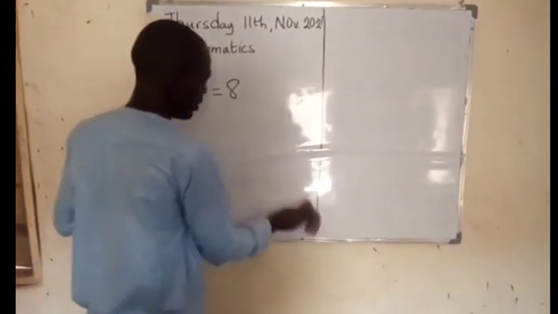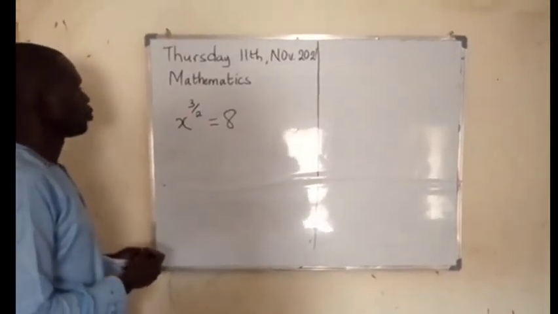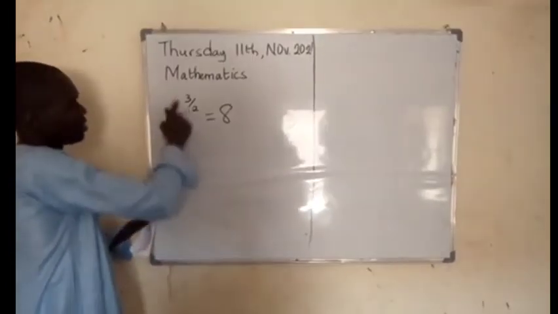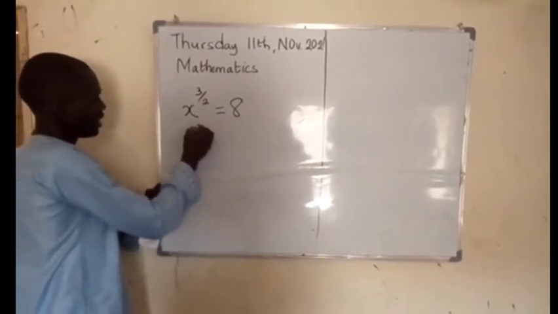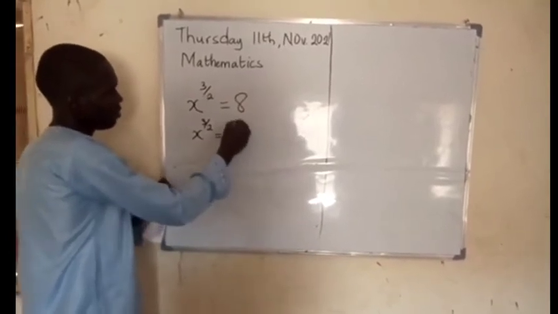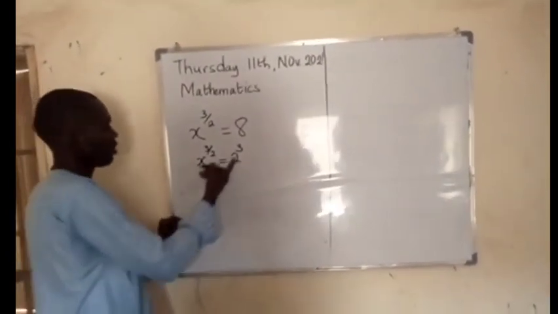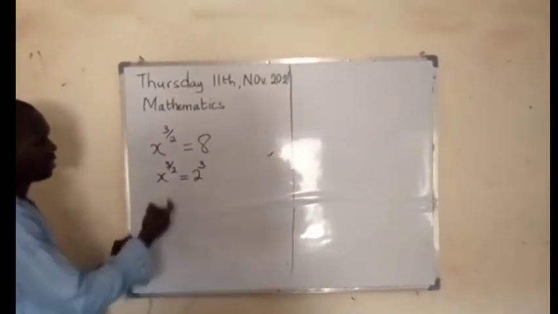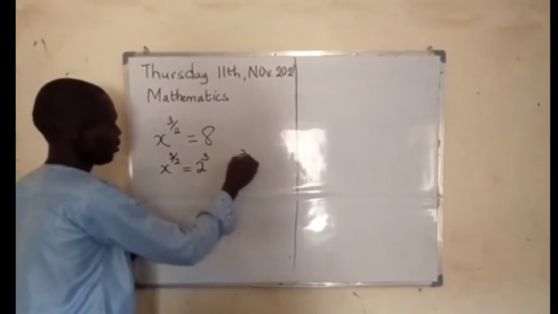Now, having known this, the next thing we are going to do is to take the reciprocal of this by multiplying both sides. But before we do that, let's find the prime factor of 8. 2 raised to the power of 3 will give us 8, isn't it? So now let's take the multiple of 2 over 3 on both sides.